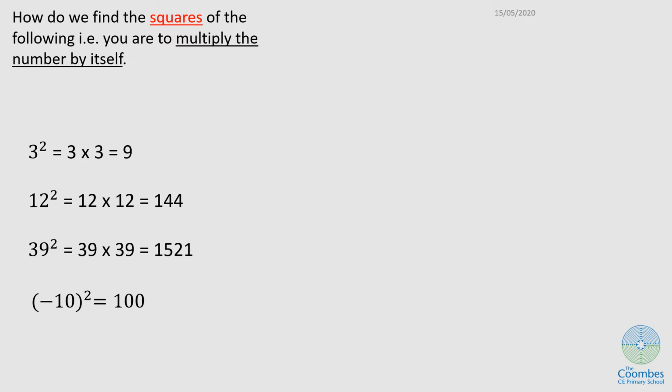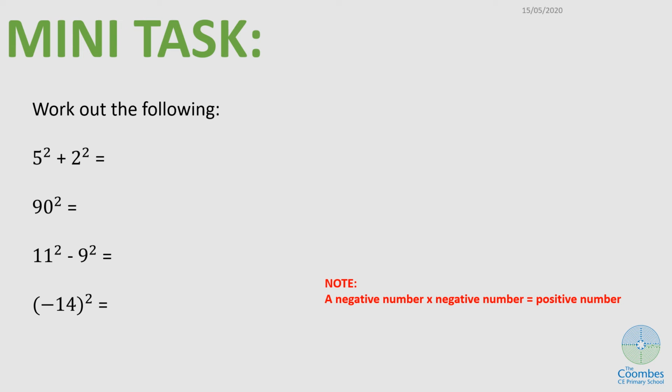Now, this is minus 10. When you square a minus number, you get a positive answer. So minus 10 squared means minus 10 times minus 10, and that gives you positive 100. What I want you to do is to pause the video and do these. We'll look at the answers in the next slide.